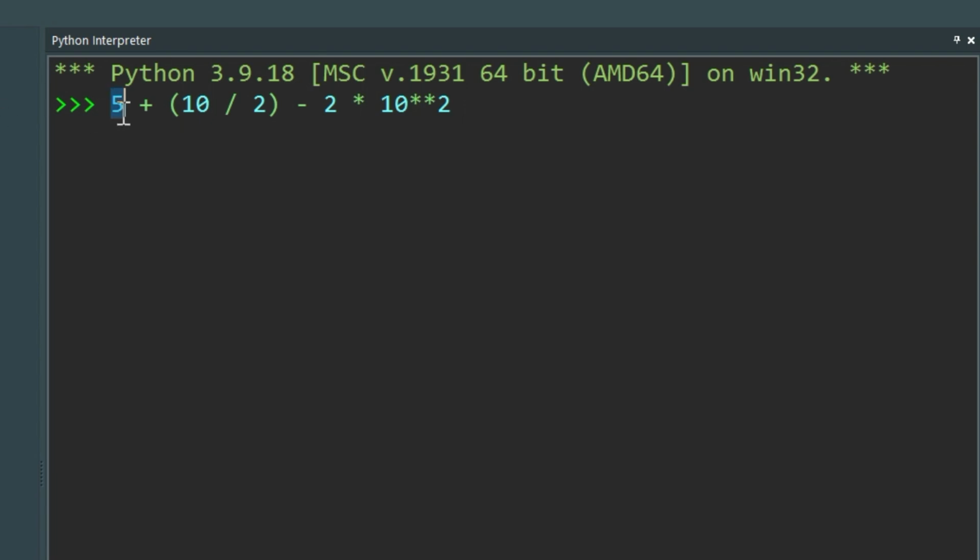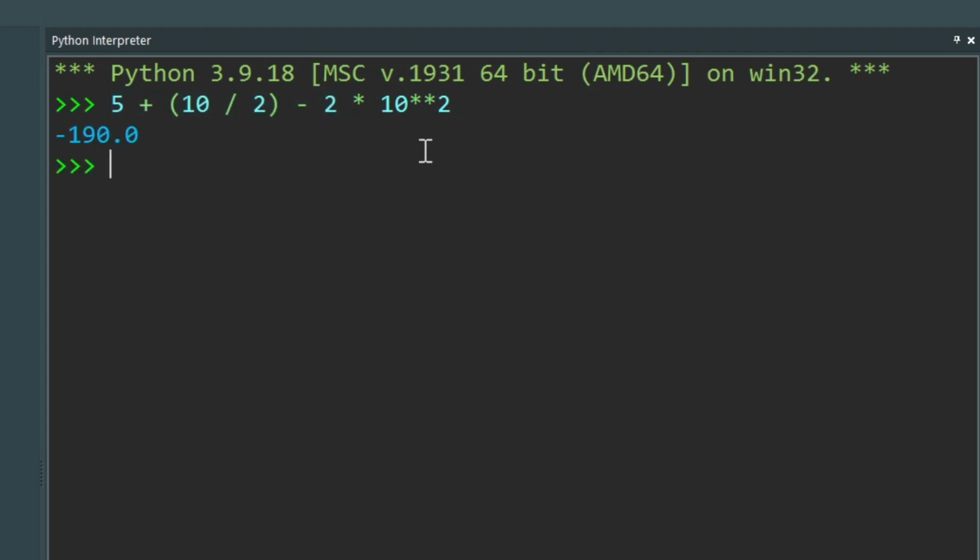We have 5 plus 10 divided by 2, which is 5. So 5 plus 5 is 10. Minus 2 is 10 minus 2, which is 8. Multiplied by 10 to the power of 2. 10 to the power of 2 is 100. So we have 8 multiplied by 100, which is 800.